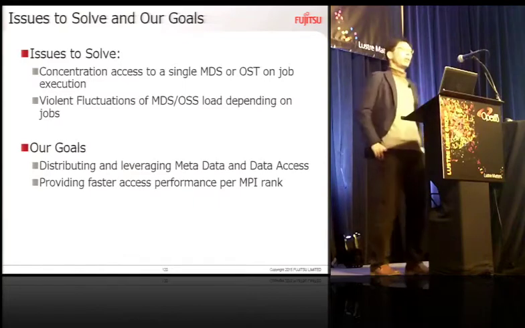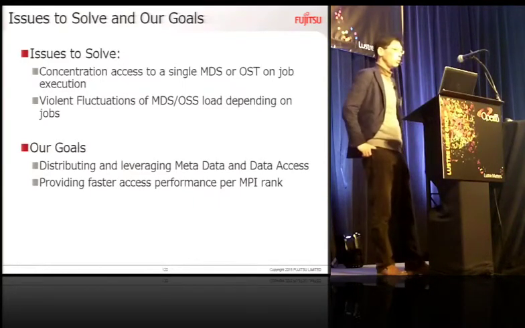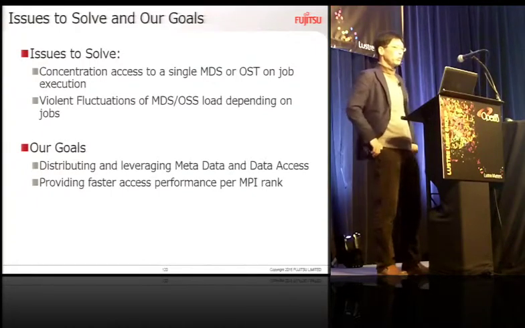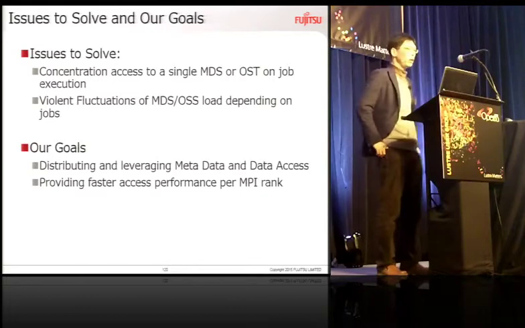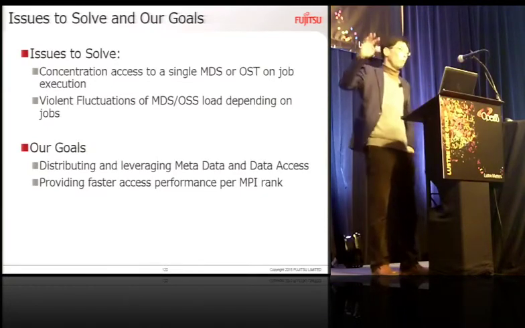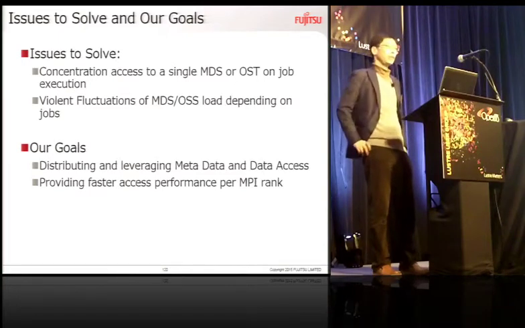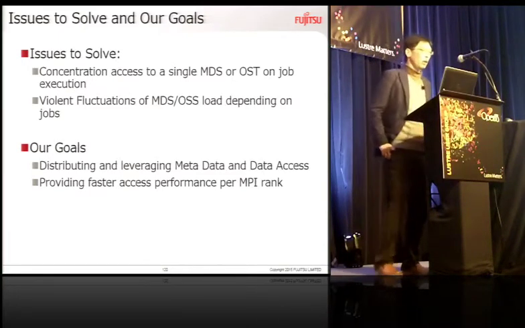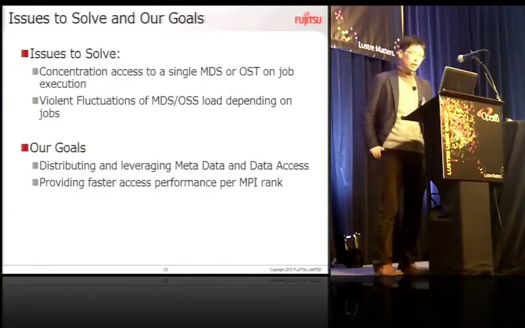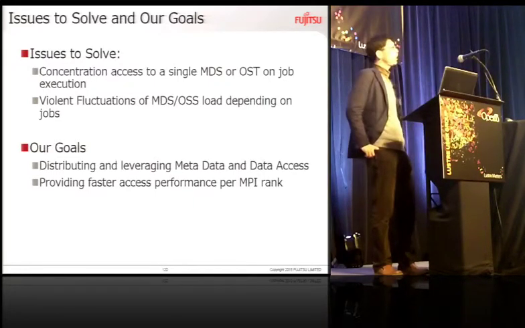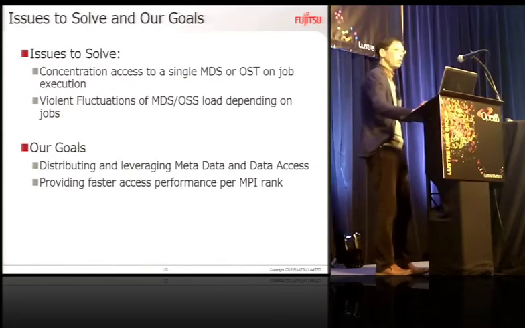So, issues to solve and our goals. First I talk about the issues to solve. One is concentrated access to a single MDS or OSTs on job execution. And second is violent fluctuation of MDS and OSS load depending on jobs. That's a problem. So we set our goals. One is distributing and parallelizing metadata and data access. Second is providing fast access performance per MPI rank.